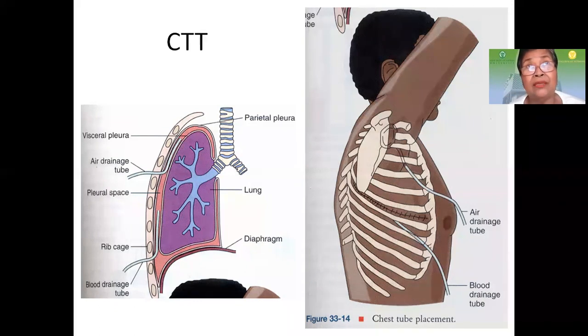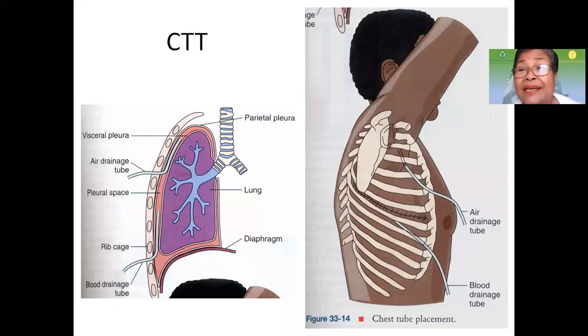Pero kung fluid, no? Ang fluid, marami. So it could be fourth, fifth, or sixth, seventh intercostal space, axillary line, mid-axillary line. Eh kung dalawa, kung parehong air at saka blood, saan ang insertion of the tube? So pagka air, second or third intercostal space. Pagka fluid, fourth, fifth, sixth, seventh.